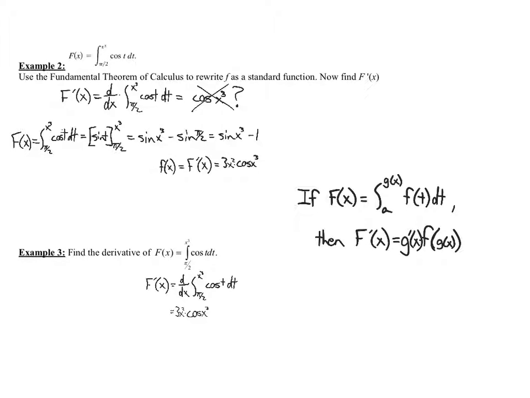And that's what we saw here. You plug the x cubed in for the t, but then you multiply by the derivative of x cubed.